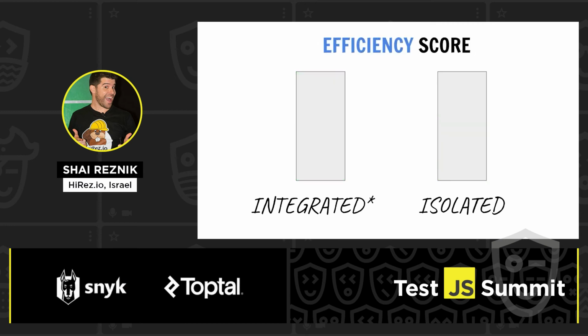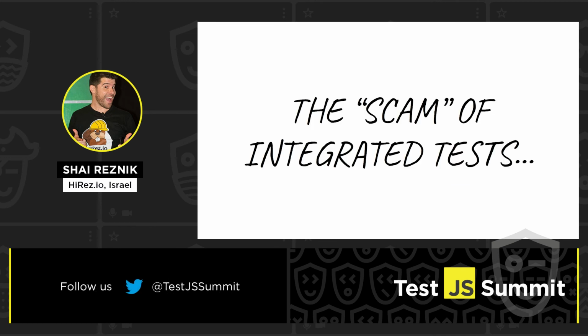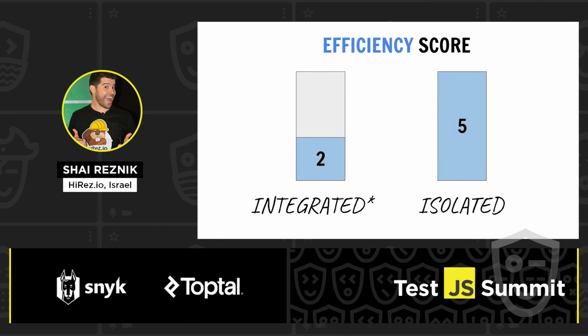On the efficiency score, when we look at integrated versus isolated, integrated is much less efficient than isolated tests. And there's a lot of reasons as to why that is, okay? I suggest watching a great lecture, "Integrated Tests Are a Scam" by J.B. Rainsberger, where he covers that in depth. And I have other lectures where I go deeper into why this is the case, okay? What's the scam of integrated tests? But they are much less efficient than isolated tests.